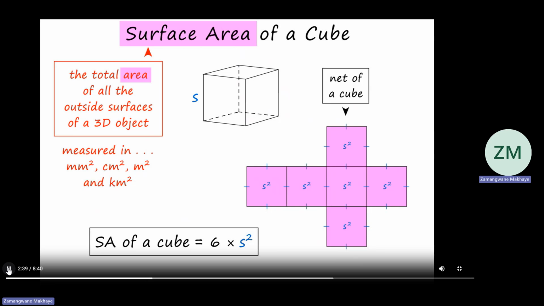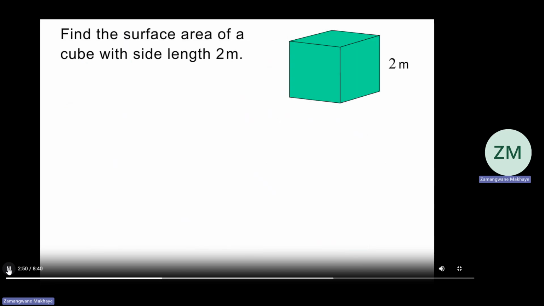Please note, when we unfold a 3D object and lay it out flat like this, we call it a net of the object. Please pause if you need more time here. We are now ready to answer this question. Find the surface area of a cube with side length 2 meters.